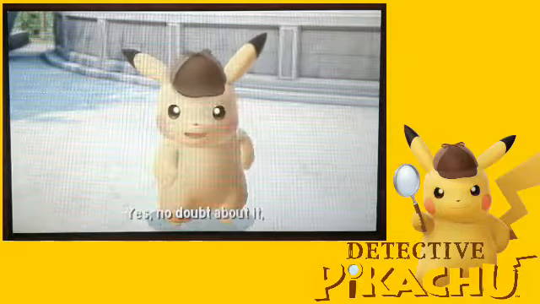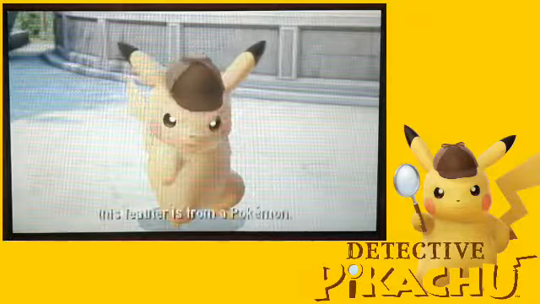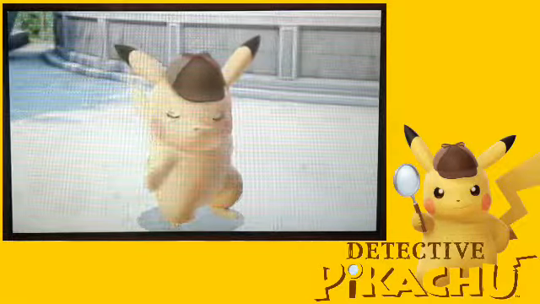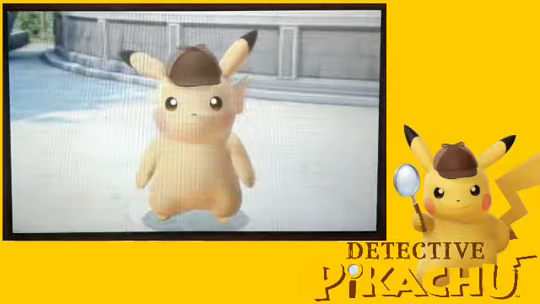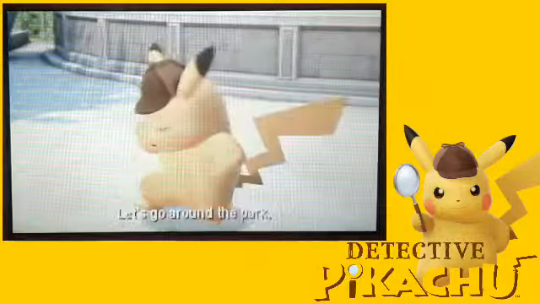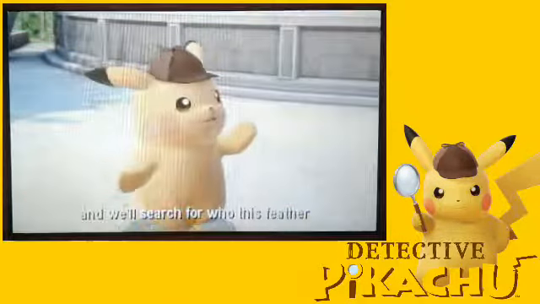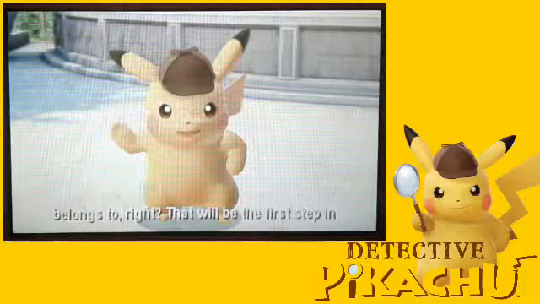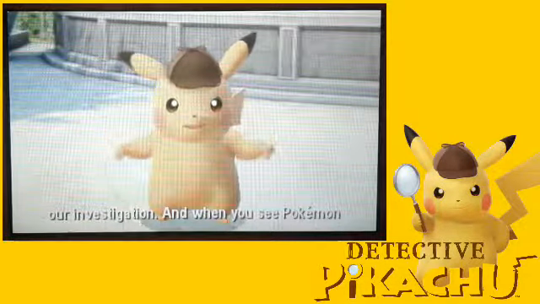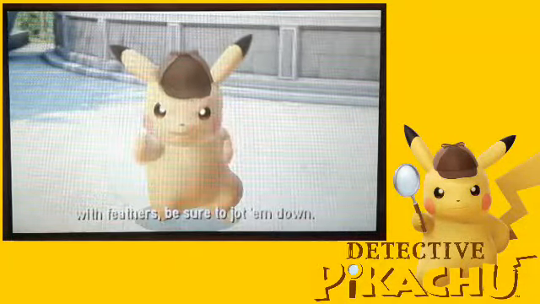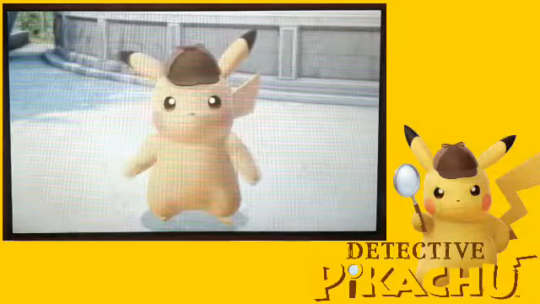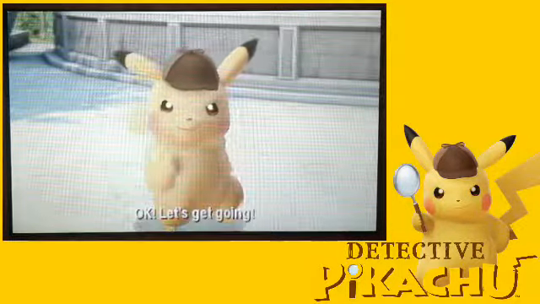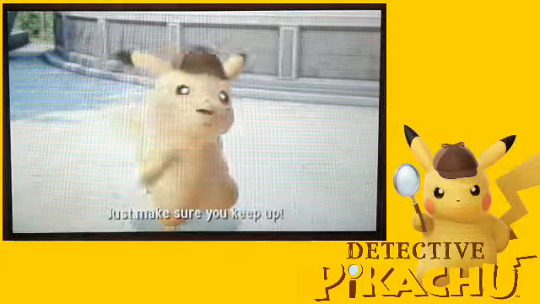Pokemon has feathers. Yes, no doubt about it. This feather is from a Pokemon. Could have been from the one with a feathered hat. Let's go around the park. We'll search for who this feather belongs to, right? That will be the first step in our investigation. When you see Pokemon with feathers, be sure to jot them down. Okay, let's get going.